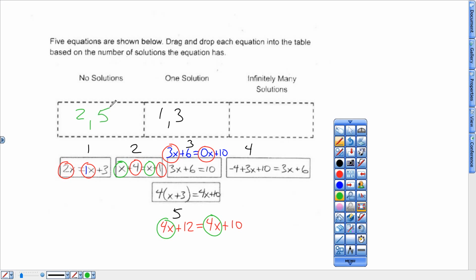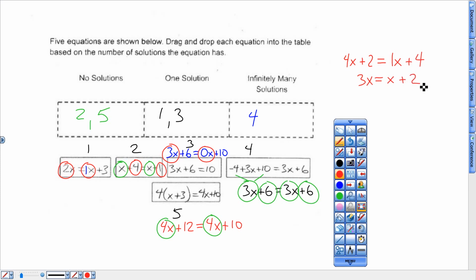And of course, the last one here, if I combine like terms, or if I look at it and everything about it's the same, not only the x's, but also the number, everything's the same, that's an infinite solution. That one's going to go right here, number 4. So again, here are the basics. If I have different number of x's on both sides, automatically a one solution. Something like that, something like this. Those both have x's on only one side, one solution.